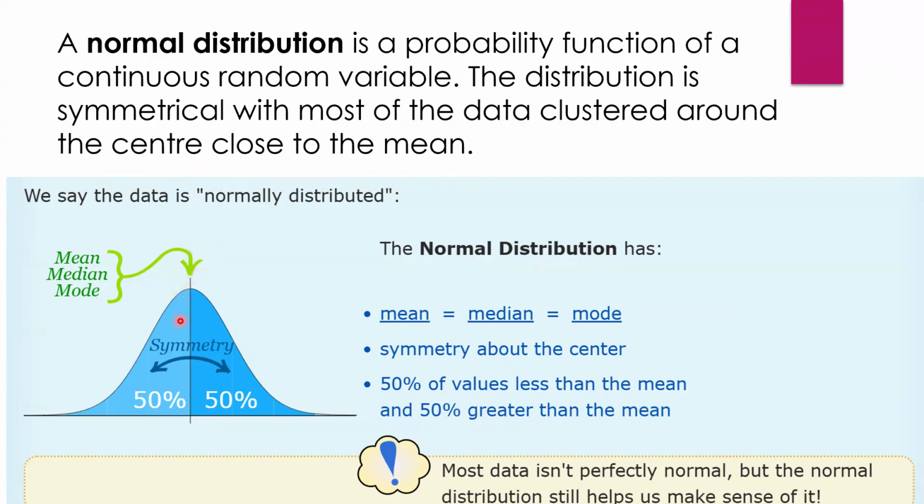Here, this is the value. The value over here is the mean, also the median, also the mode. So the data on the left hand side and the data on the right hand side are the same. Even if most data isn't perfectly normal, the normal distribution helps us.